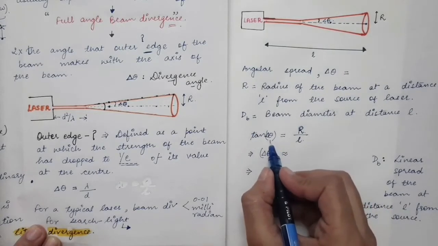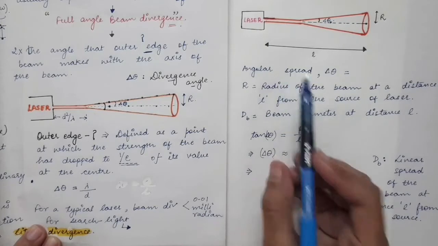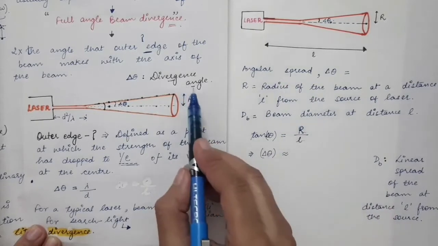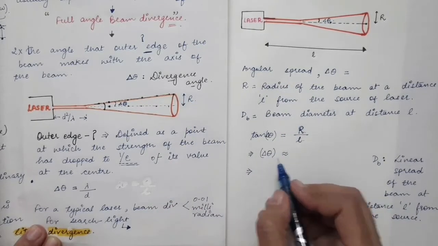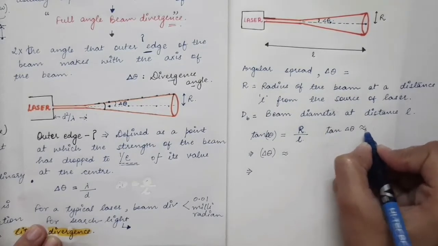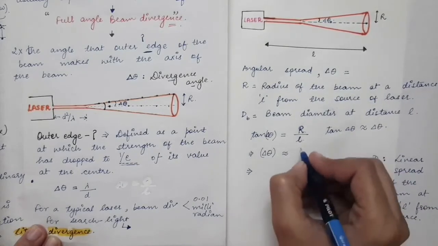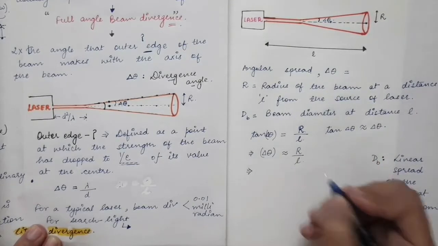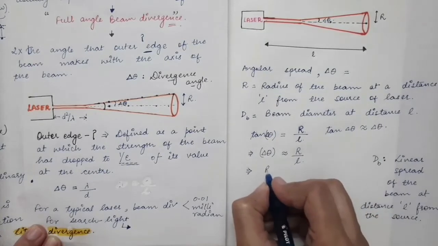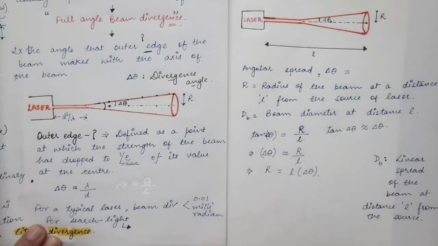And this delta theta angle is very small for the case of laser. So the angular spread or the divergence angle is very small. In that case, tan of delta theta can be put approximately equal to delta theta. So delta theta in that case will be equal to R divided by L. So from here R will be equal to L into delta theta.